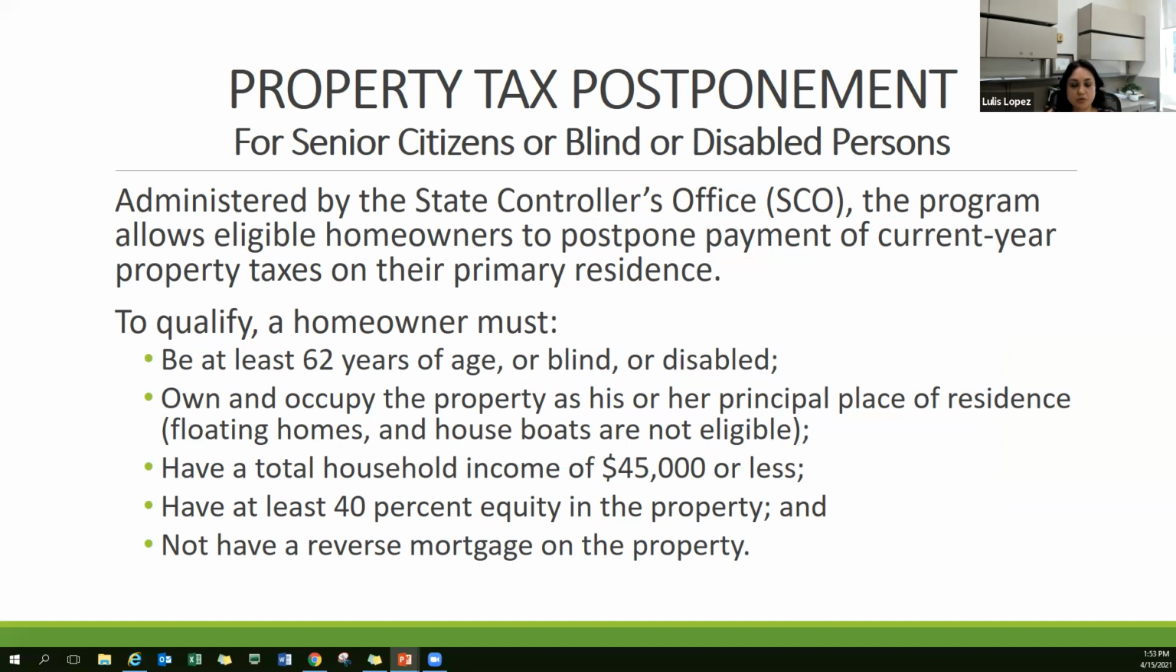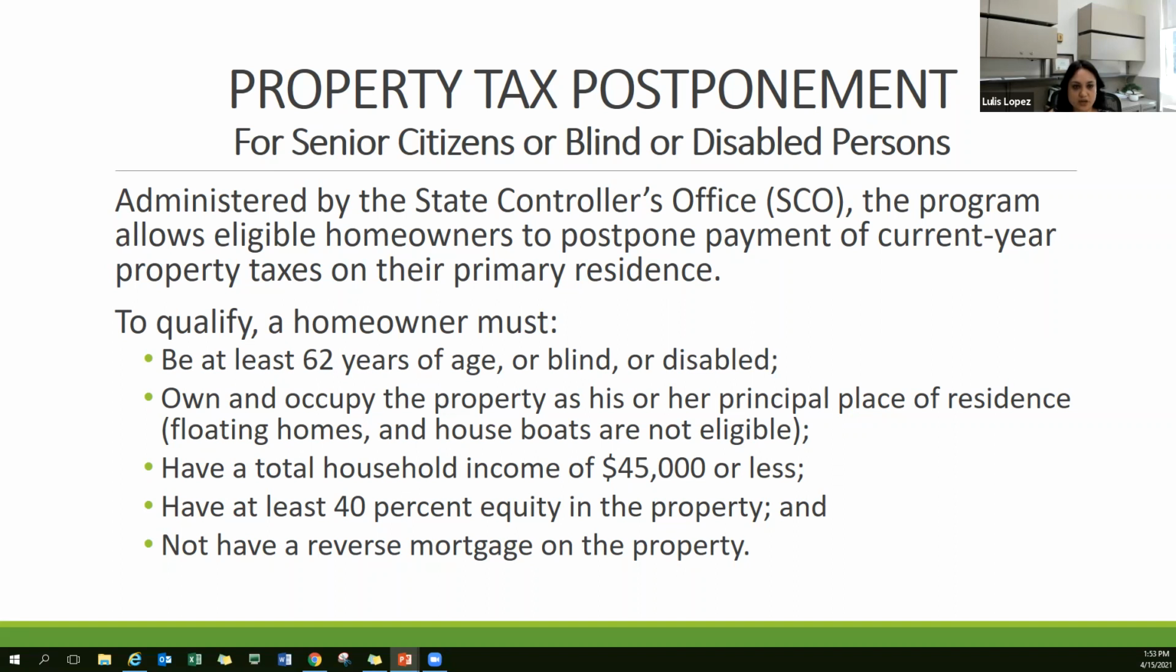And there is a property tax postponement for senior citizens or blind or disabled persons. We do have that information, same in the back of the bill. It's a state program, and it allows eligible homeowners to postpone payment of the current year taxes on their primary residence. The applications are accepted between October 1st and February 10th of each fiscal year, and the homeowner does have to apply every year. And funds are on a first come, first served basis. So once the funds are depleted, then even if the homeowner qualifies, they won't get the funding.